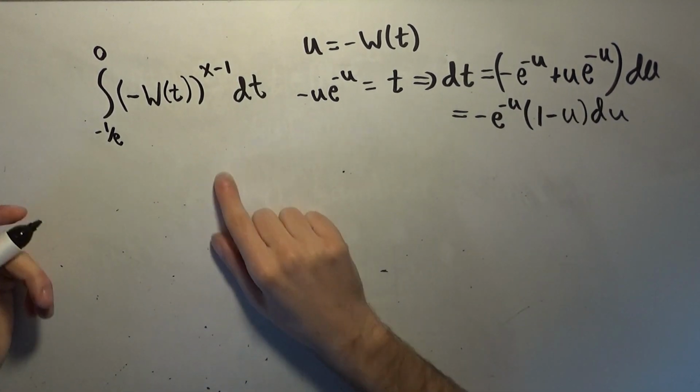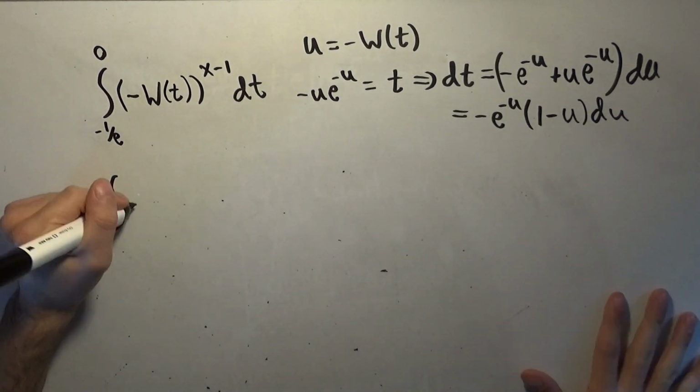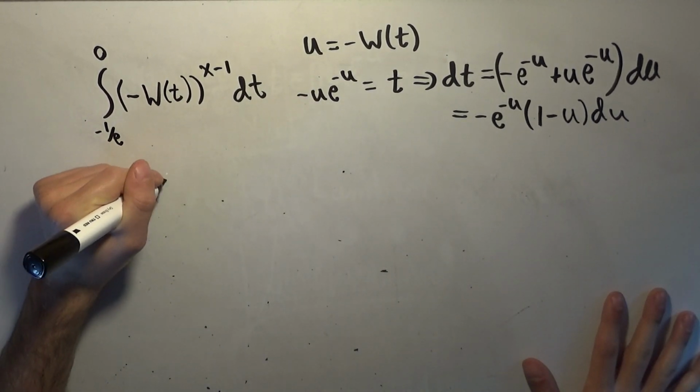So we can do our replacements now. I'll do the bounds last. So we're replacing negative w of t with u, and that's to the x minus 1 power.